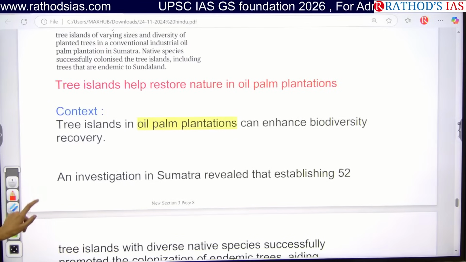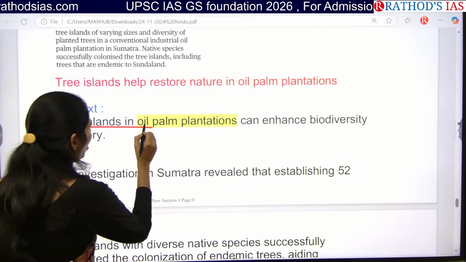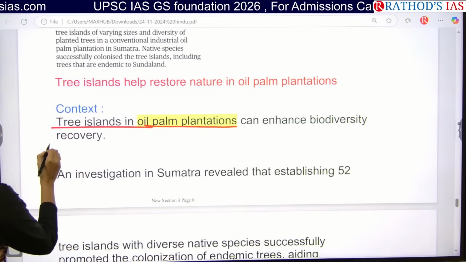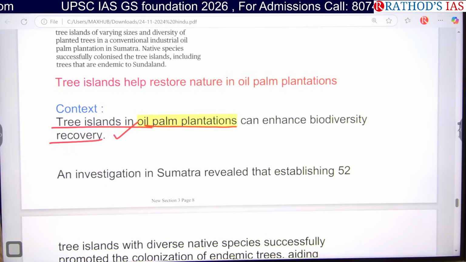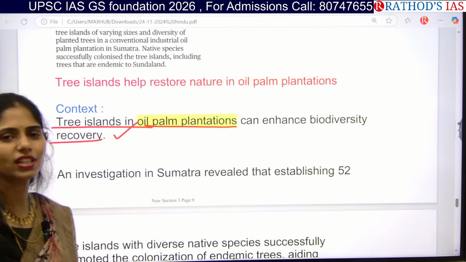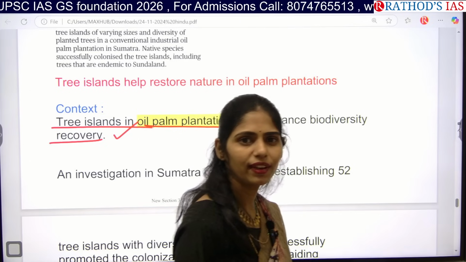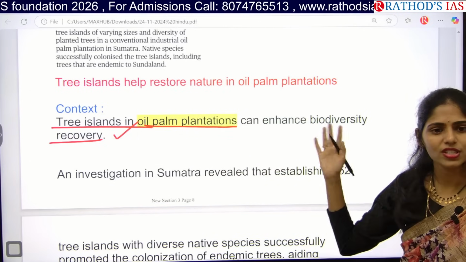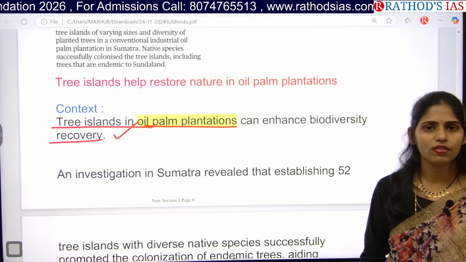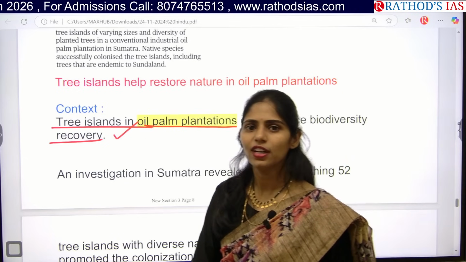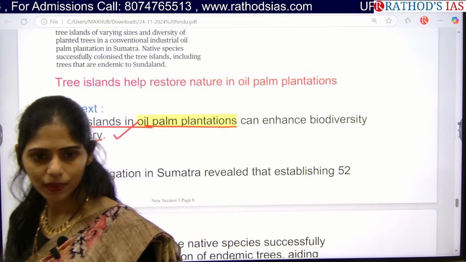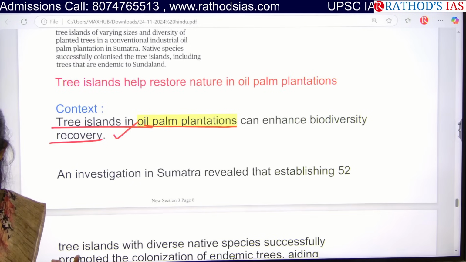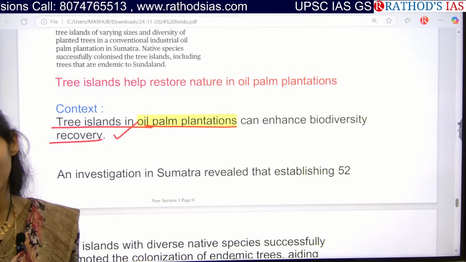Okay. So this article is saying that tree islands in oil palm plantations can enhance biodiversity recovery. So you all know that because of climate change, there is an increase in sea level as well as glacial melting. So because of that, what happened? Most of these islands are very much vulnerable. Whenever islands are sinking, that will lead to loss of life, loss of property, and as well as loss of biodiversity which is present there, because they are very rich in biodiversity.